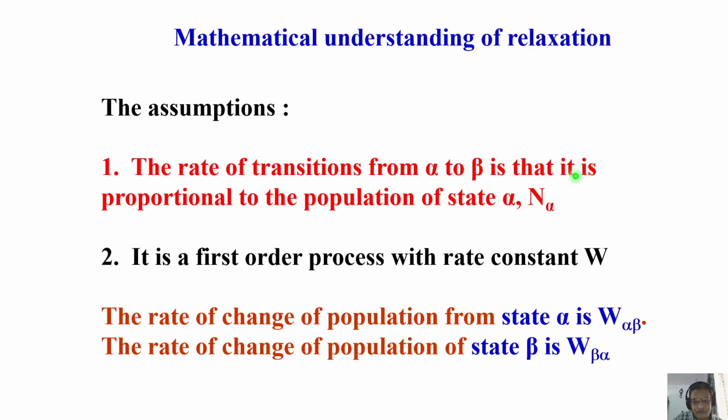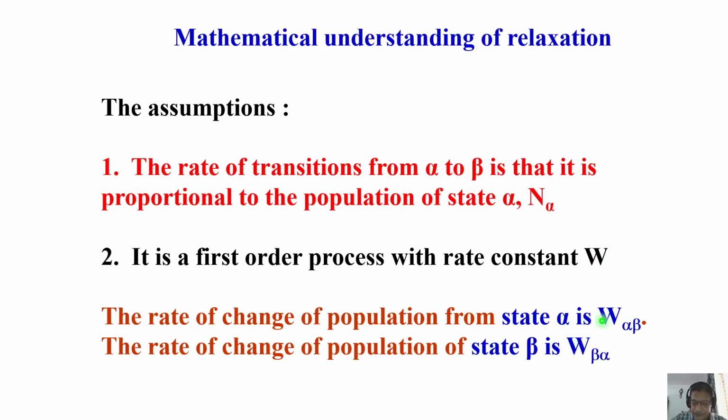That is the first assumption. Second, we say it is a first order process with a rate constant. This is a simple assumption we make. Now we understand what is the rate of change of population in state alpha and in state beta. The rate of change of population of state alpha is defined by W alpha beta, that is the transition probability. The rate of change of population of state beta is W beta alpha.